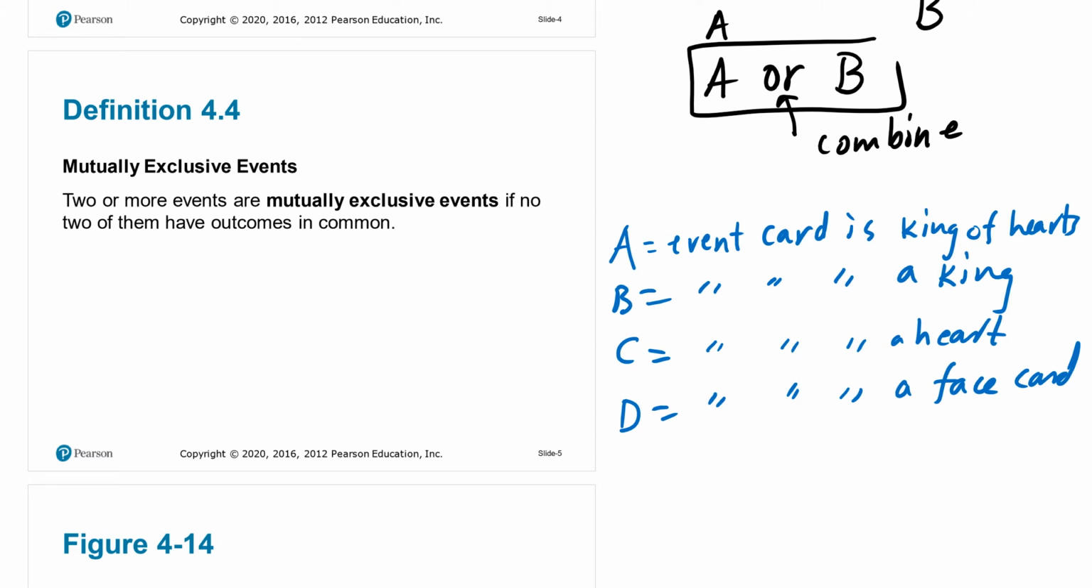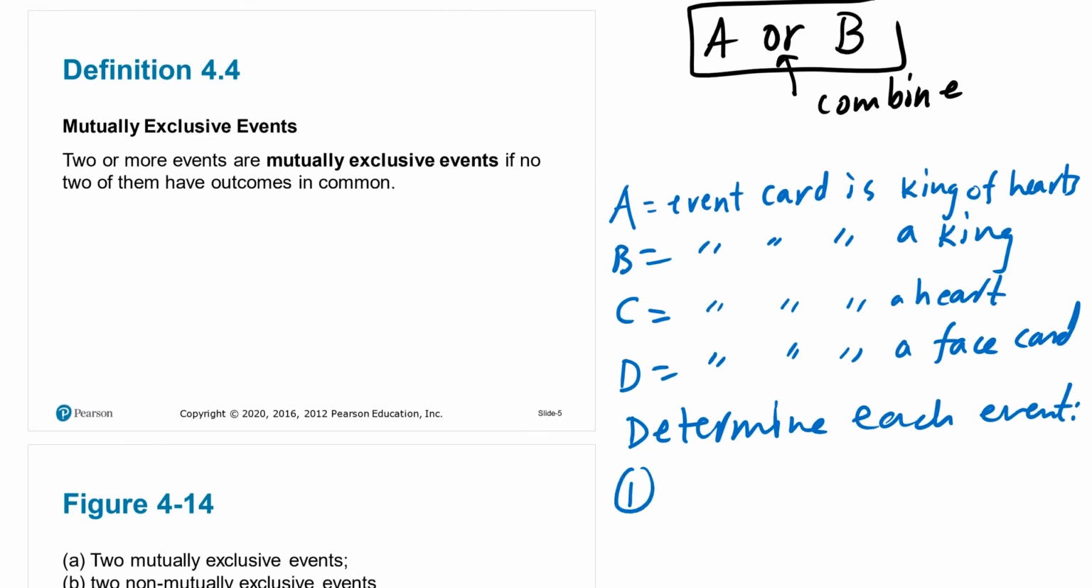Now we would like to determine each event. The first one, not D. So what does that mean, not D? So what's not D?